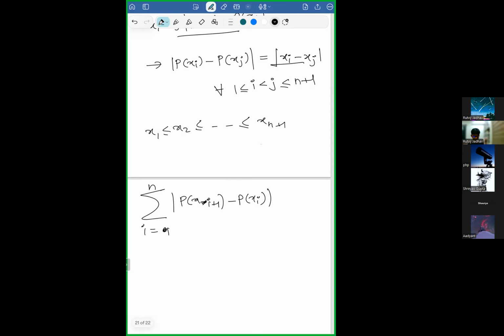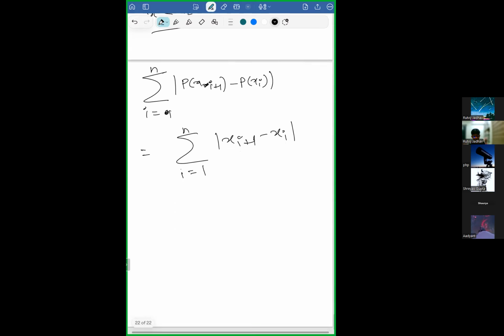Basically, here we are trying to remove the mod, right? As we put i as i plus 1 and j as i, this equals the summation of mod of xi plus 1 minus xi. But we just assume that xi is monotonously increasing, so we just remove the mod here. Is this fine?